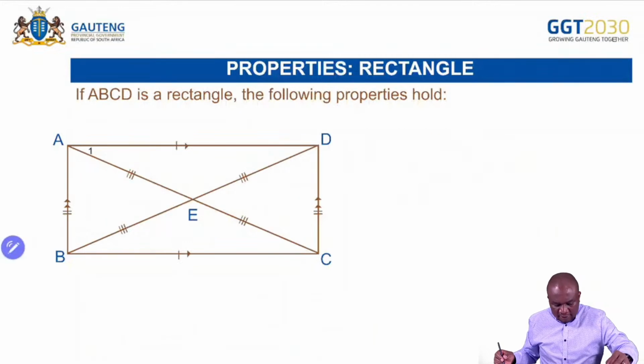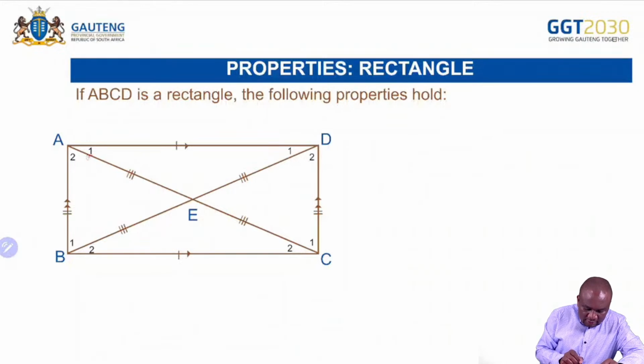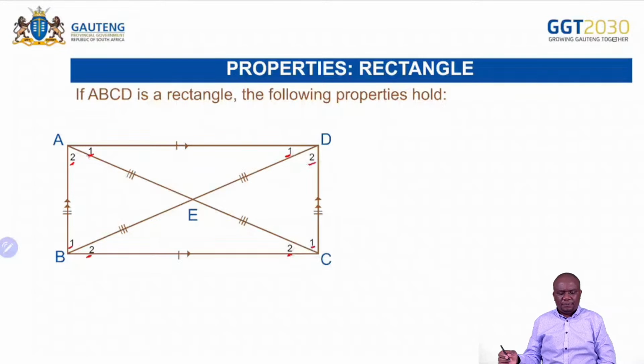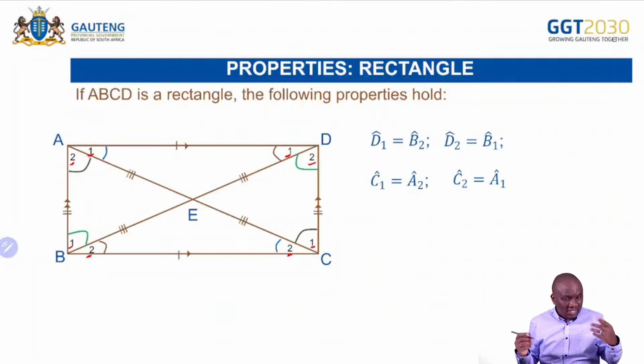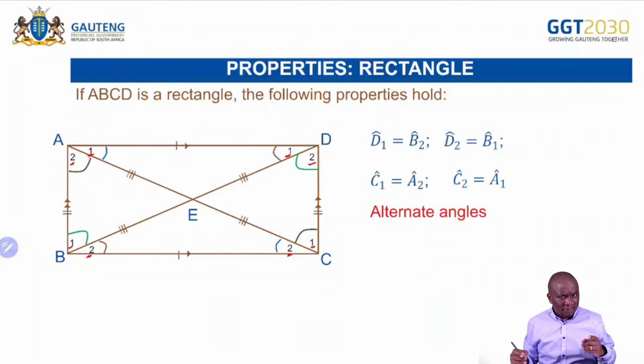And then let's name our angles A1, A2, B1, B2, C1, C2, D1, D2. What can you say about these angles? D1 is equal to B2, and then D2 is equal to B1, C1 is equal to A2, and then C2 is equal to A1. We have this property with the other parallelogram, so let's leave it. We said alternate angles. You check your notes, it is there under parallelograms. So this one is covered by parallelograms.